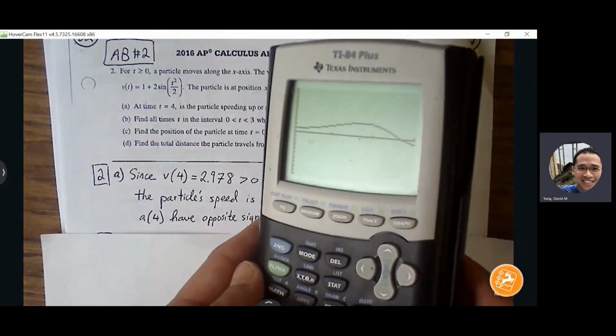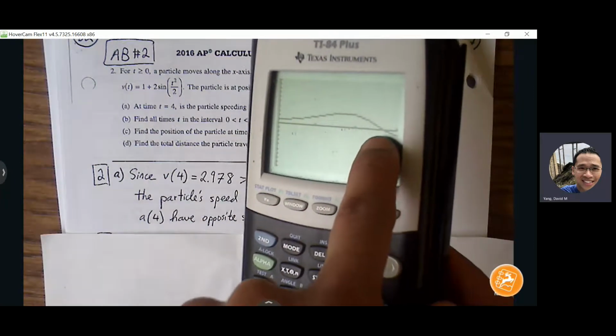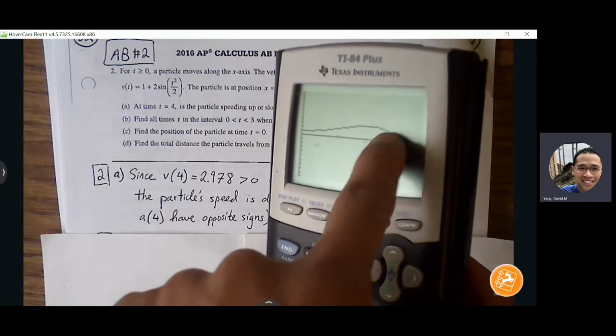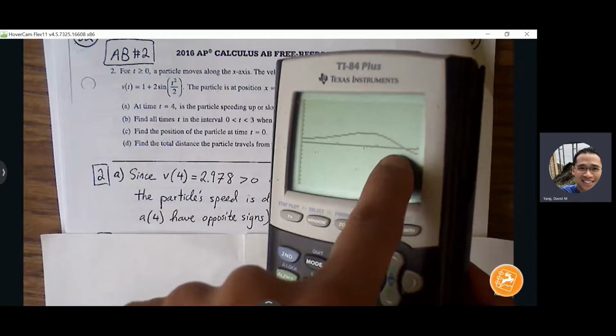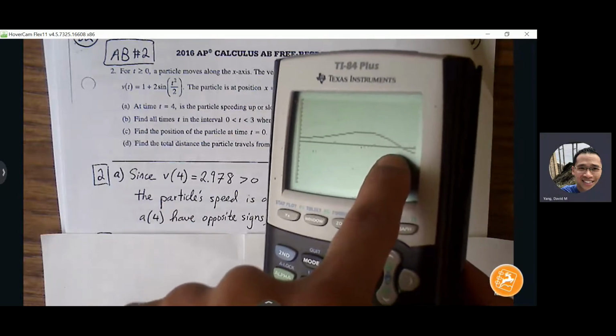Okay, sketch your graph. We do see an x-intercept, so we know that velocity is 0 at this point, and it crosses the x-axis, so that means it's moving to the right, stops, moves to the left. That's a change in direction. If we find that x-intercept, we find the point when the particle changes direction.